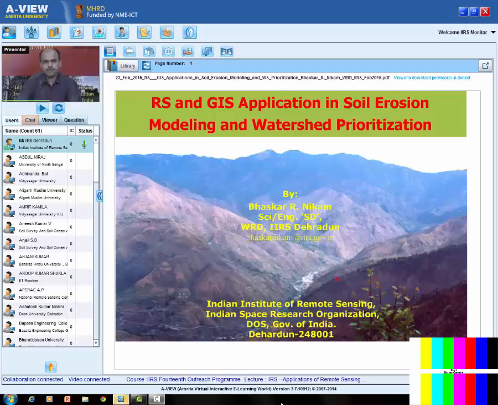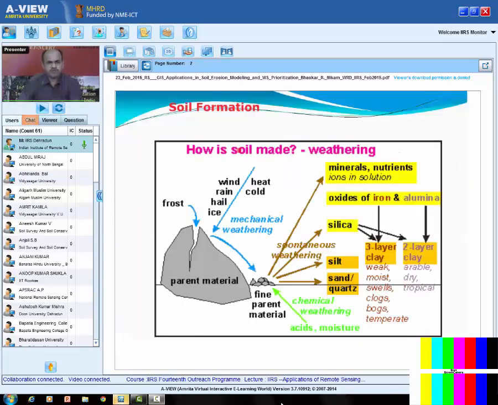Good afternoon, everybody. So today we are going to discuss remote sensing and GIS application in soil erosion modeling and watershed prioritization. So to begin with, let us try to understand how the soil is being formed.